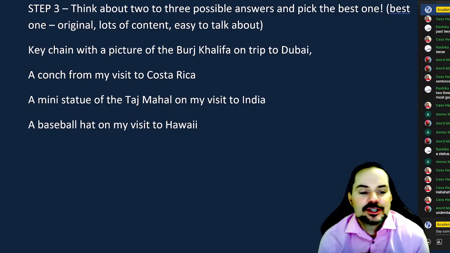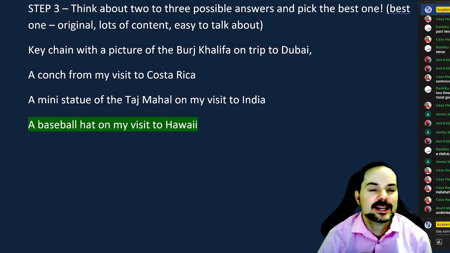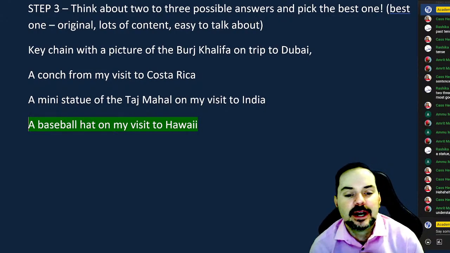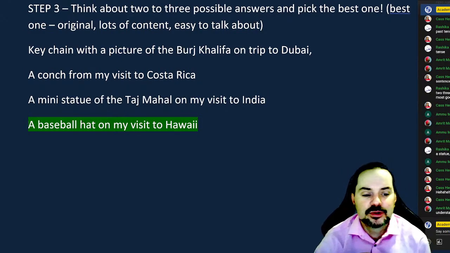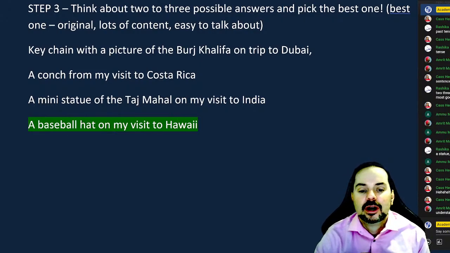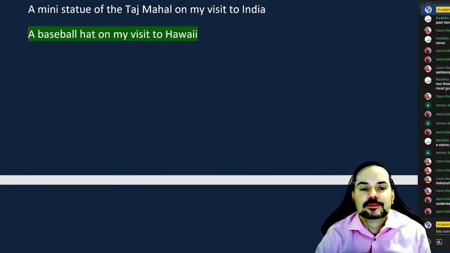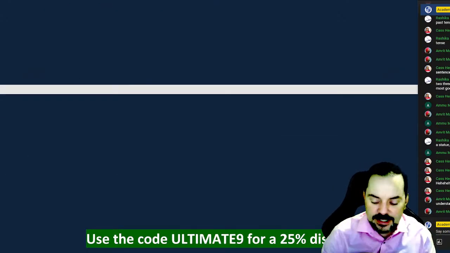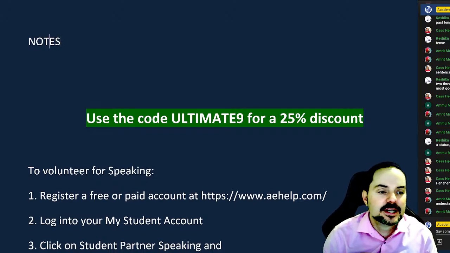Now let's pick one, okay? And I'm going to do a veto vote here. I'm going to go with a baseball hat on my visit to Hawaii. I think it's an easy one to talk about, okay? We can have lots of information on it, even if it's just made up. So let's do a baseball hat on my visit to Hawaii. Okay. All right, so we've picked our best choice, okay? And then now we need to take some notes, okay? This is your step four.